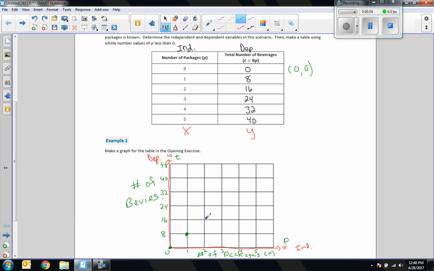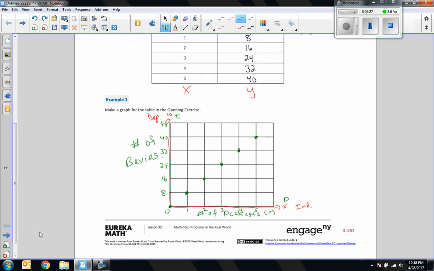Then over to 2 and up to 16, over to 3, and the answer, or the dependent variable, was 24 when the independent was 3, and when it was 4, the dependent variable was 32, and then when the independent variable was 5, the dependent variable was 40. So there is the graph. All we do is put dots on the grid. So we wouldn't connect a line.